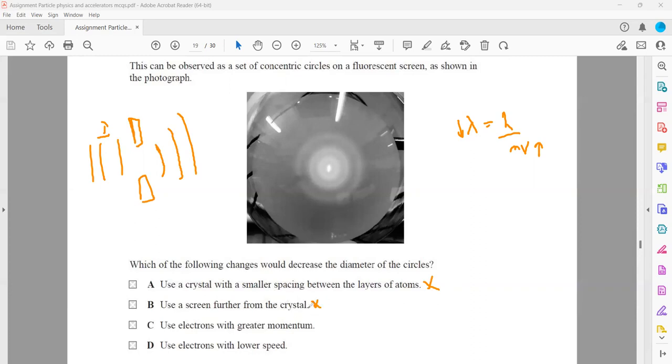Use electrons with greater momentum. If the momentum is more, the wavelength will be shorter, and if the wavelength is shorter, it will diffract less. So the diameter of the circle will be smaller. And if you use an electron with low speed, low speed means less momentum and greater wavelength. If we have a longer wavelength than the gap size, what will be the result? There will be maximum diffraction. So C is the right answer.